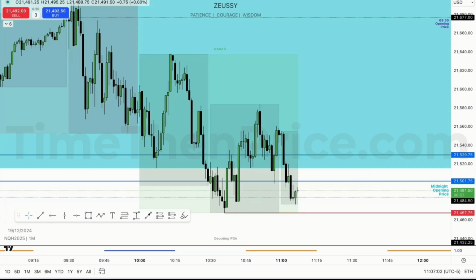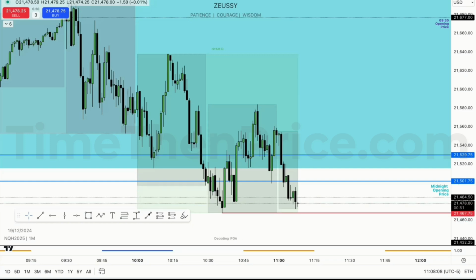Notice that I've now annotated the 10:30 to 11 low, and this is a very important low to monitor. This low formed below the midnight opening price, and what I'm looking for is the market to take out this low and then quickly show to me that it's likely going to reverse from here.